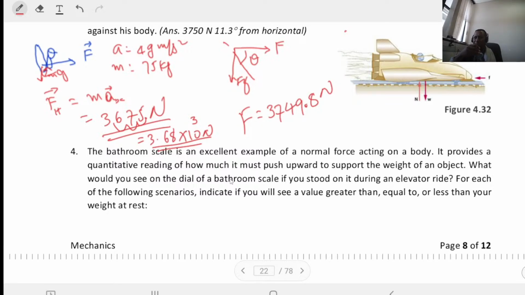What is this question? Question number 4 is talking about a bathroom scale. You know, that normal scale that you keep in the bathroom. Every day you go there, stand on it, and measure your weight. I used to do that when I was young.